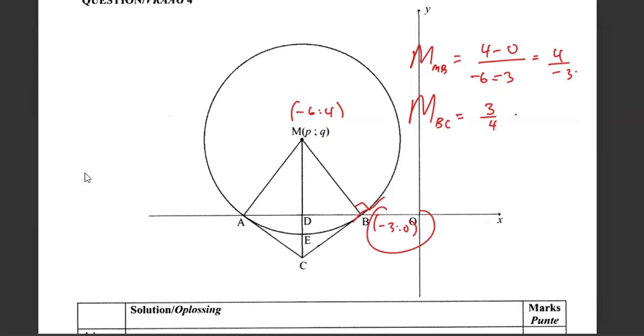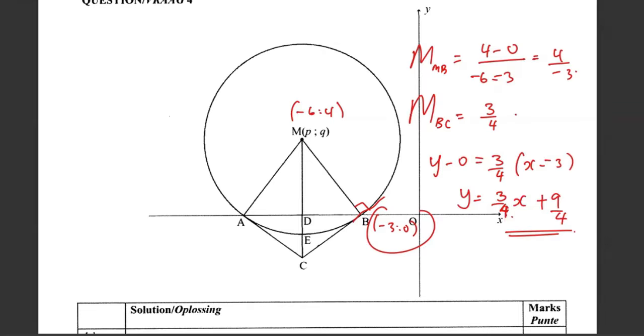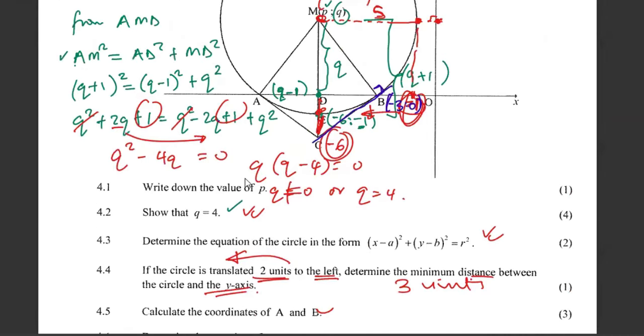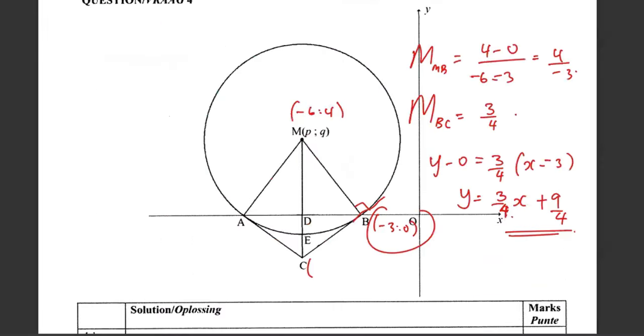Then let's use this point and say y minus 0 is equal to 3 over 4 times x minus negative 3. So y becomes 3 over 4 x plus 9 over 4. Okay, so that becomes the equation of the tangent for that matter. Then they want us to get the coordinates of C. So we know that at C, the x is negative 6.